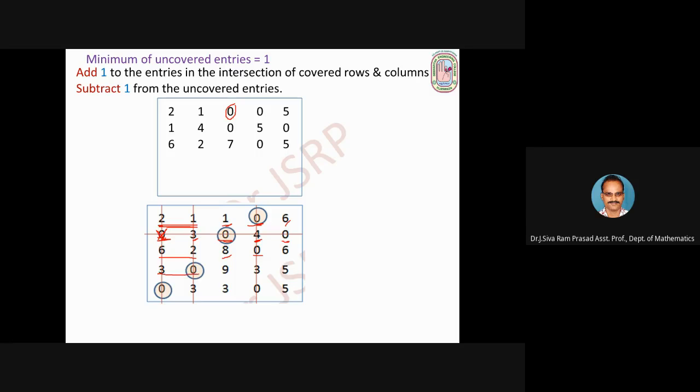Next, these two also remain the same, 3, 0. Here subtract 1, 9 minus 1, 8. These 3 remain the same. And here subtract, 5 minus 1, 4. Next, these two entries remain the same, 0, 3. And here subtract, 3 minus 1, 2. This remains the same, 0. Here subtract, 5 minus 1, 4.